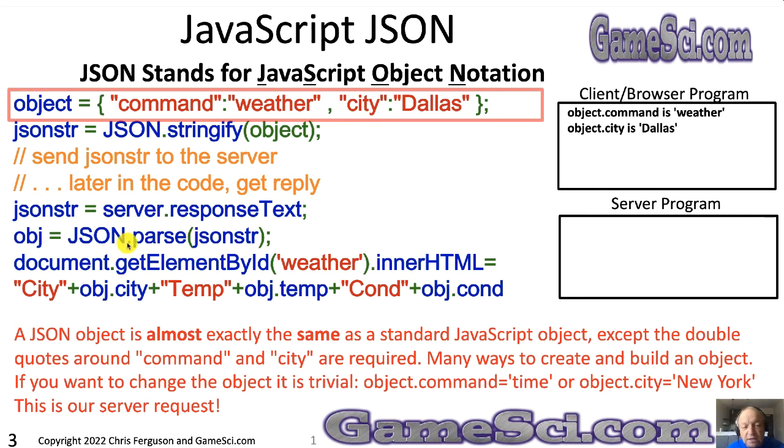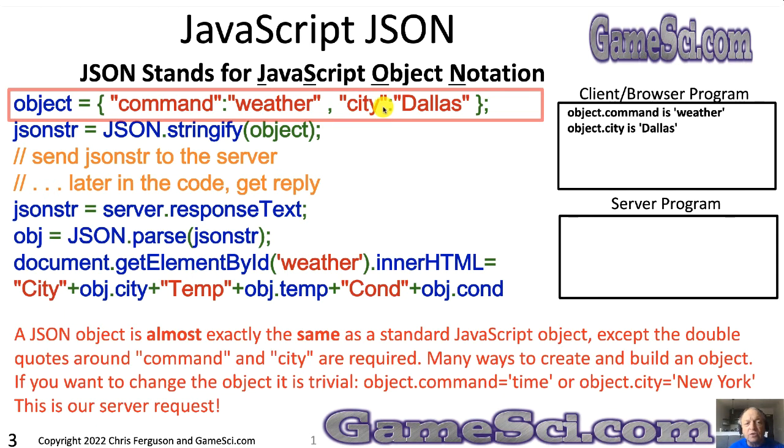If you want to change the object, it's trivial, right? You go to object.command and you could change it to time. You could go to object.city and change it to New York. When you have data that's part of an object, it's very easy to change. And when we're working on the JavaScript side, we want to use it as an object.